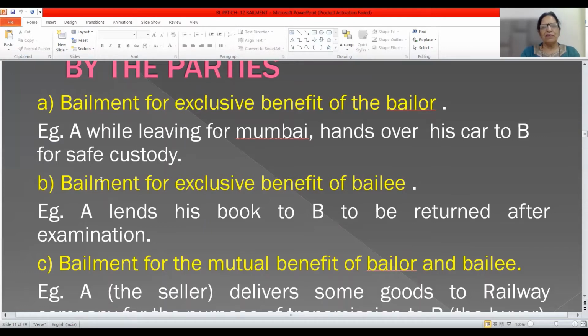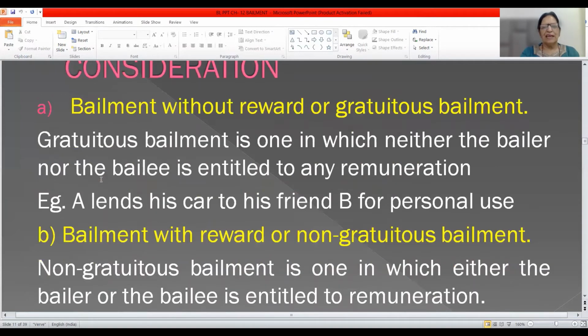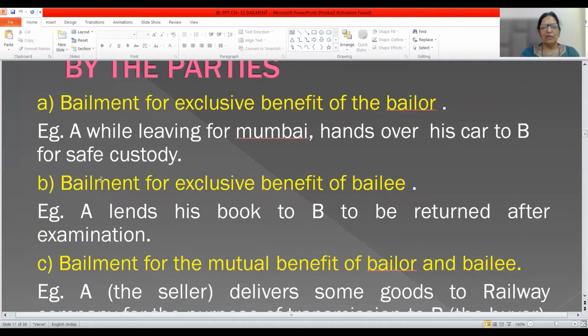Now, bailment for the exclusive benefit of the bailee. Now, A lends a book to B. Here B is going to get the benefit because it is for his exclusive benefit only. And where both the parties are going to get the benefit, friends, delivery of watch, delivery of computer for repairing purposes, or where A has delivered goods to the railway for its transmission to the buyer at some other place. Now here also both the parties are going to get the benefit. Seller is delivering the goods to the buyer through the delivery company. So A will also get the benefit and B will also get the benefit. But here the bailment is for the benefit of both the parties.